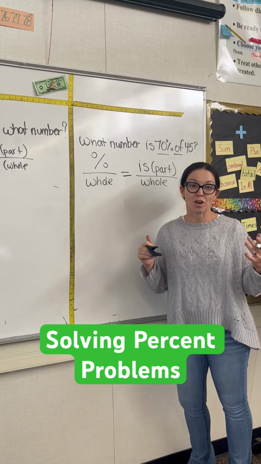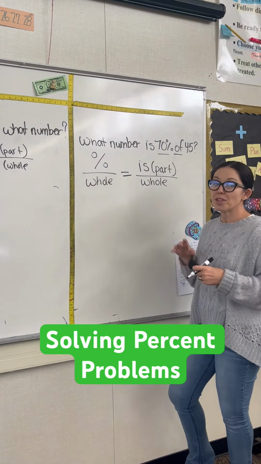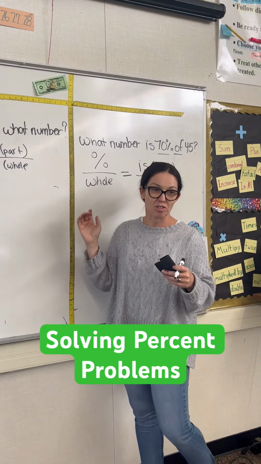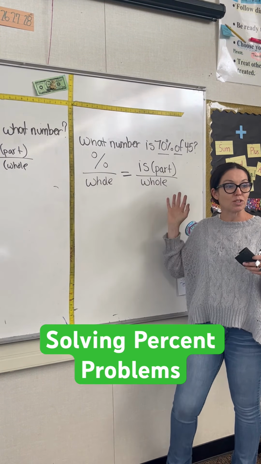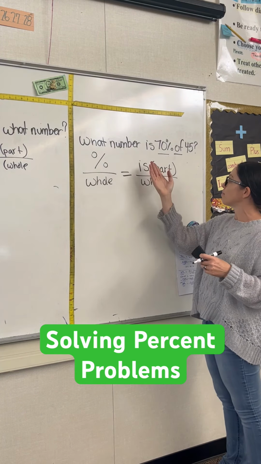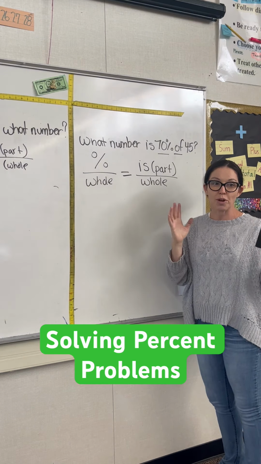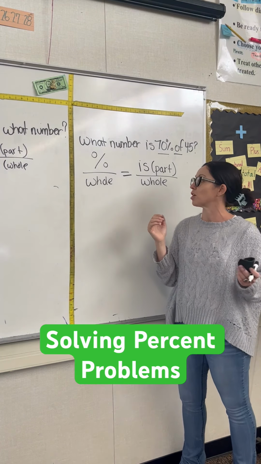Show you how you can solve a percent problem using a proportion. Remember that proportions are ratios and they're a relationship between two quantities. So when we're looking at a problem like what number is 70% of 45, we want to think about how we can set that up using a proportion.